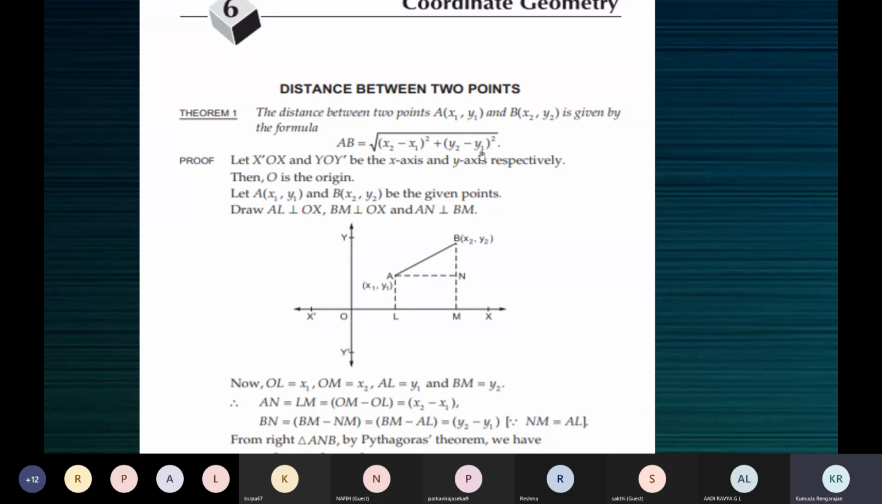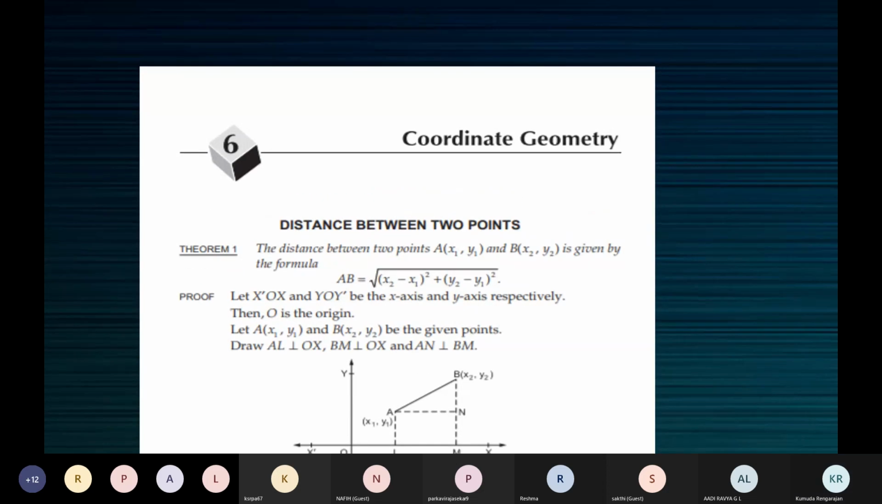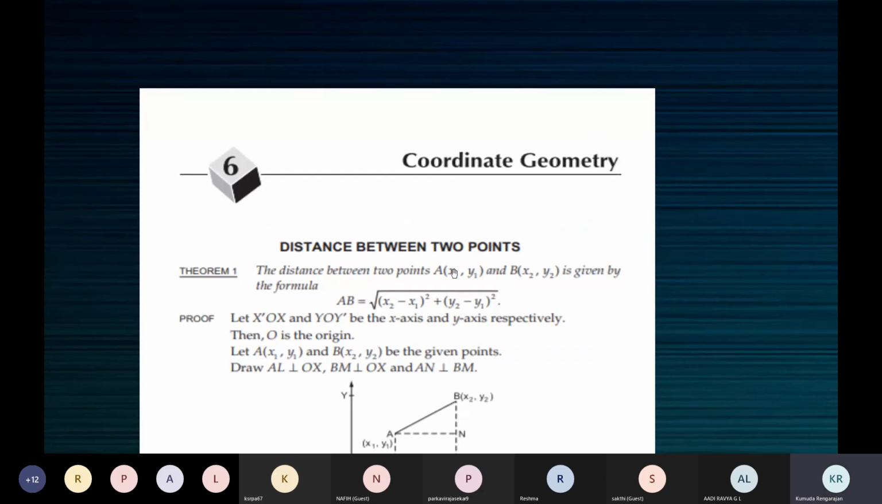So you can see here x1 and x2. x1 and x2 are the x coordinates of the points A and B. y1 and y2 are the y coordinates of the points A and B. x1 and x2, children, listen carefully. x1 and x2 are the x coordinates of the points A and B.